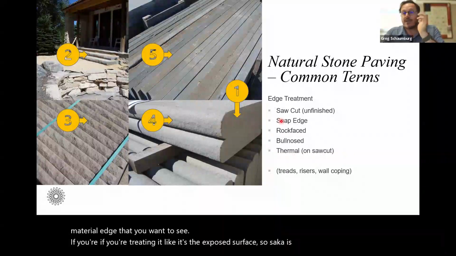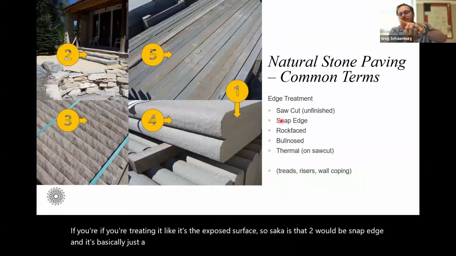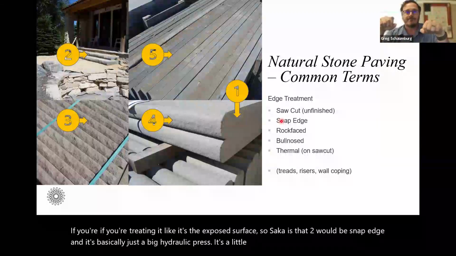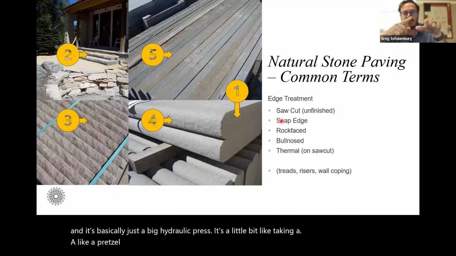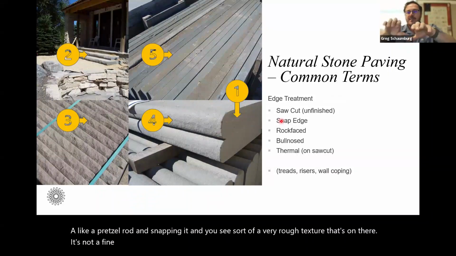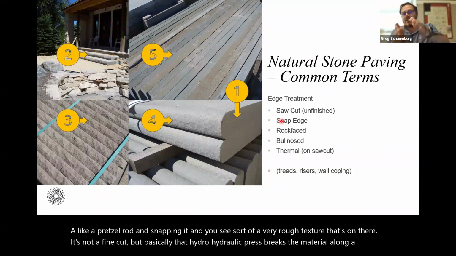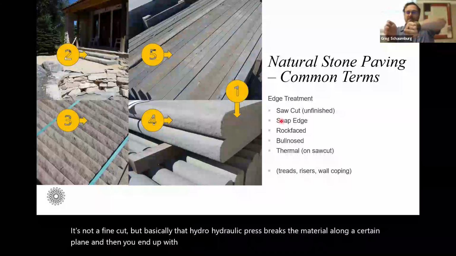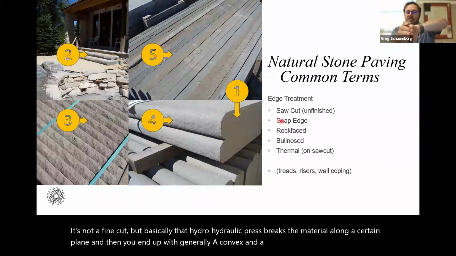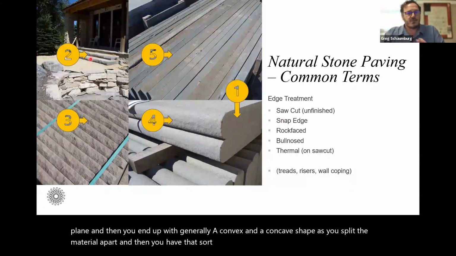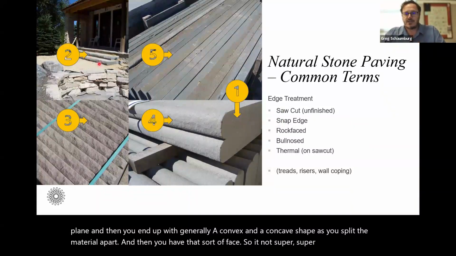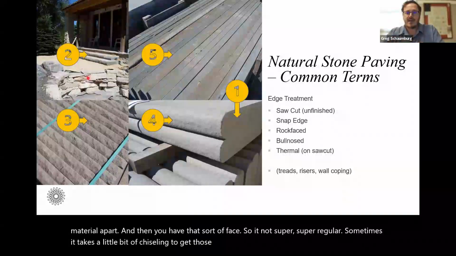Two would be snap edge, and that's basically just a big hydraulic press. It's a little bit like taking a pretzel rod and snapping it, and you see a very rough texture on there. It's not a fine cut, but that hydraulic press breaks the material along a certain plane, and you generally end up with a convex and a concave shape as you split the material apart, and then you have that sort of face. So not super regular. Sometimes it takes a little bit of chiseling to get those two pieces to match back up.